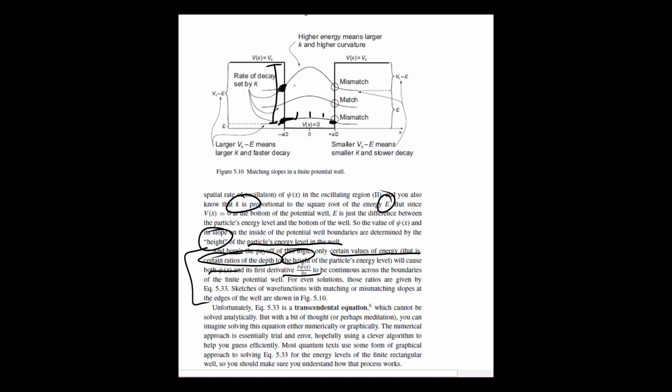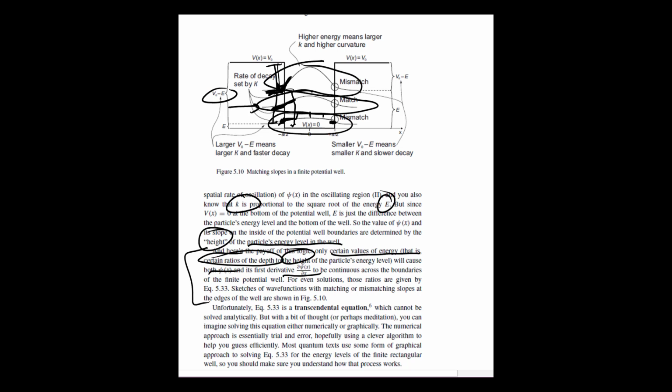Now, inside the well, since E is pretty big compared to 0, the slope is pretty steep, but outside the well, since V0 minus E, which is the distance from the top, is getting smaller, there's a lower slope, lower curvature there. And only at certain values of energy, that is certain distances above the bottom and below the top of the well, does the curvature in here exactly match the curvature outside the well. That is an allowed energy level. This one's not, because the slopes don't match.